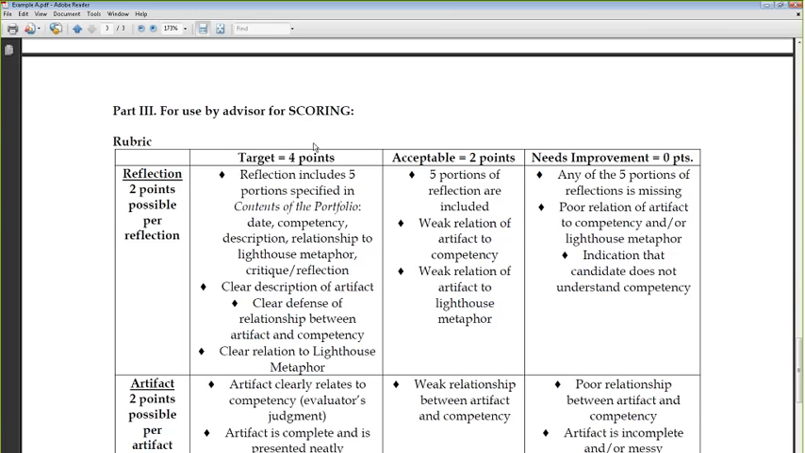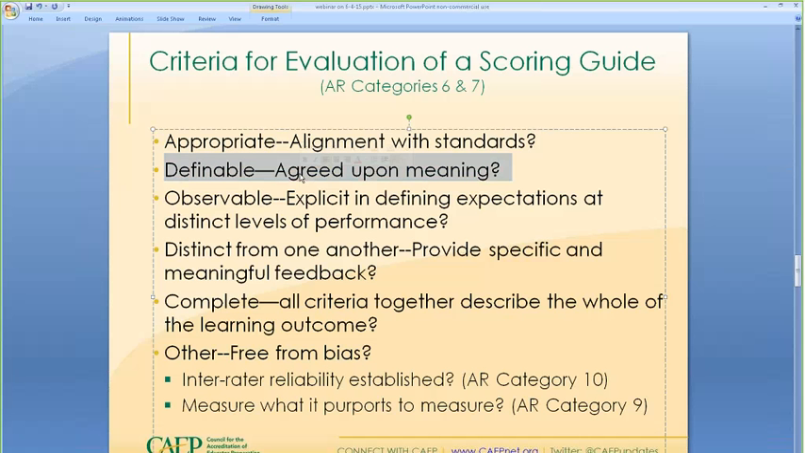And so think about, as you're developing your scoring rubrics, is that really an acceptable level of performance for you on this? It doesn't talk anything about the depth of the reflection. It just says a weak relationship. And so one of CAPE's criteria for evaluation has to do with, is there an agreed upon meaning? Are the things definable and agreed upon?